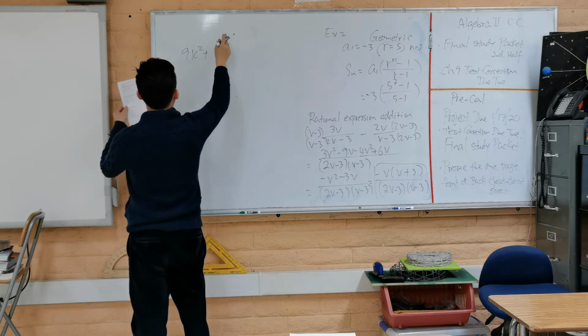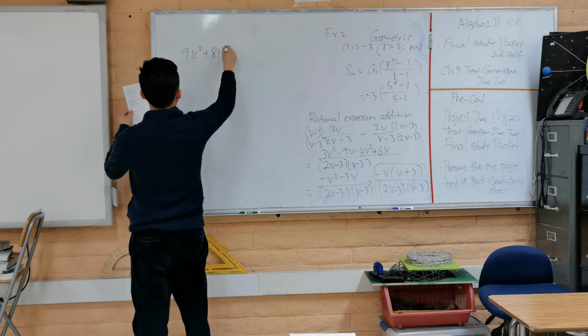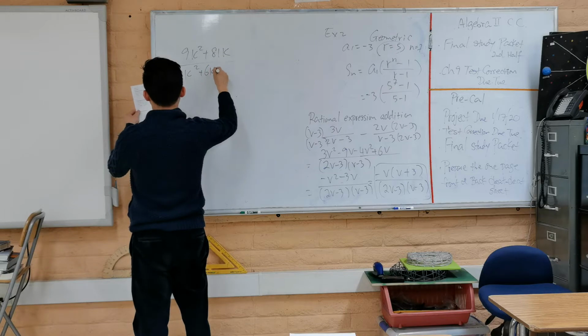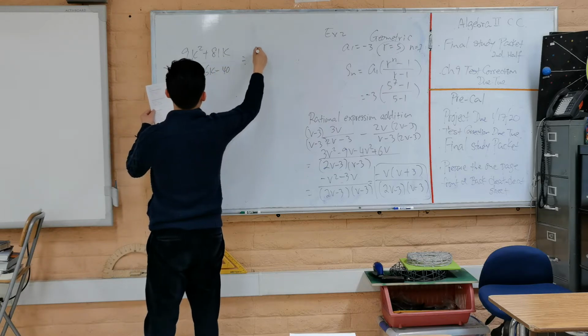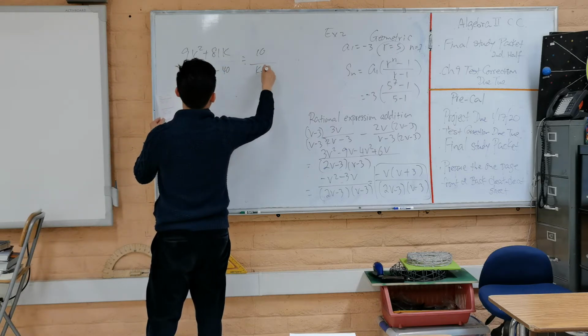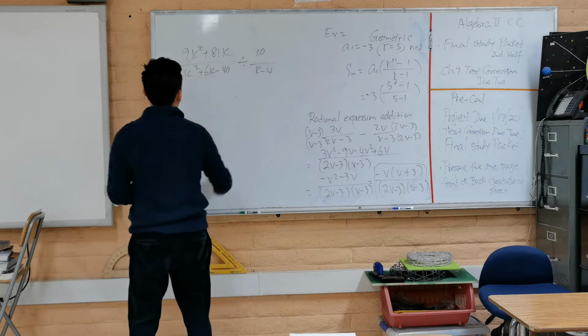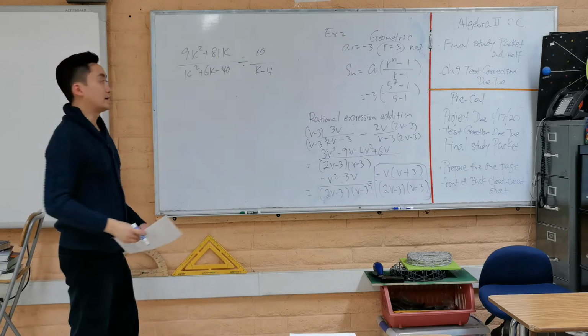plus 81k over k squared plus 6k minus 40, divided by 10 over k minus 4. So this one is division. The first thing you want to do is factor it.